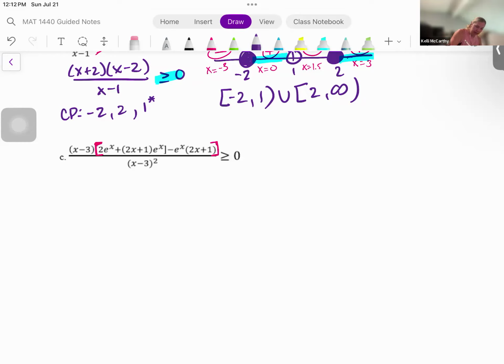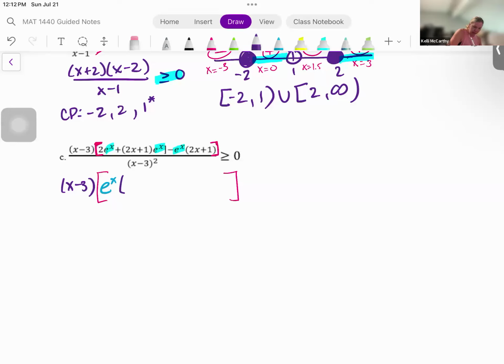So looking inside of the brackets, it looks like every single term here has an e to the x. So we're going to factor that e to the x out. So we have x minus 3, that's still hanging out in the front. I'm going to keep my pink brackets, but now I'm going to factor out that e to the x. And I'm going to use blue so we can see that we've pulled that out.